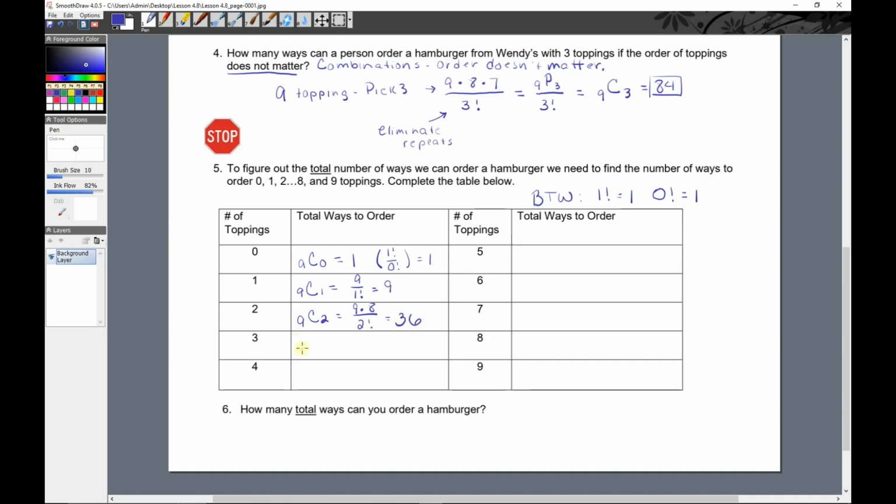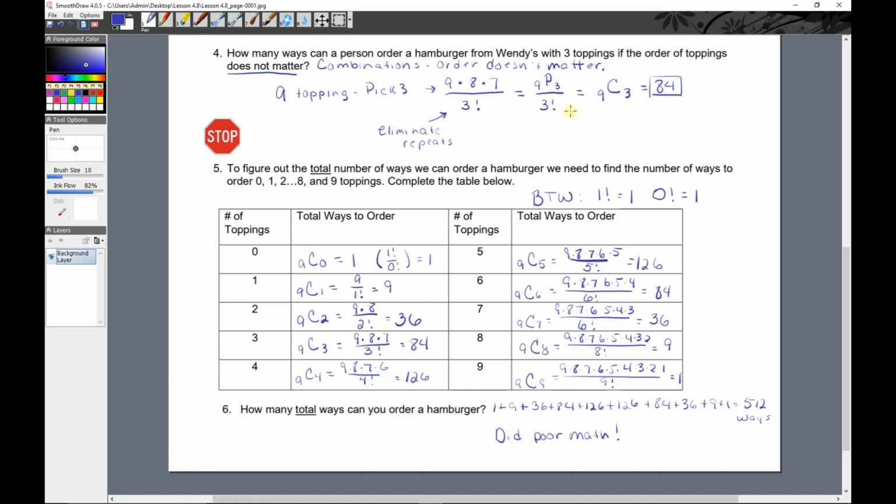Okay, I'm going to do one more, and then I'm just going to complete this while you are not waiting. So this is for 3 toppings, 9 toppings taken 3 at a time. This will be 9 times 8 times 7 over 3 factorial. See, that matches. And that's going to equal 84. So here are the rest.